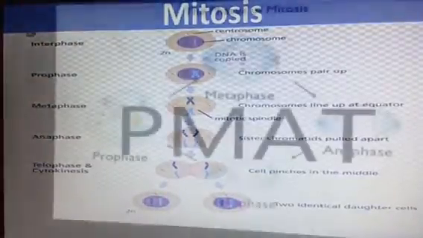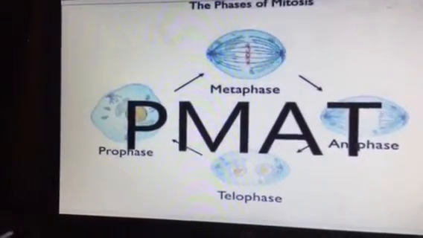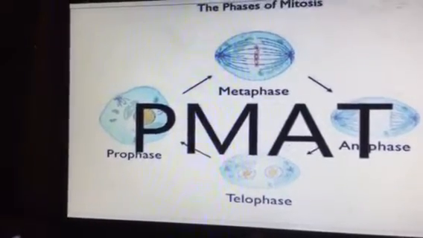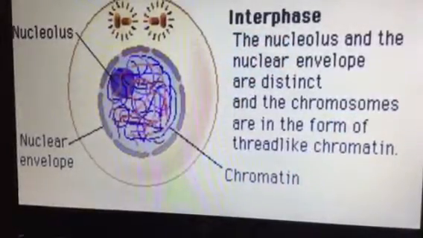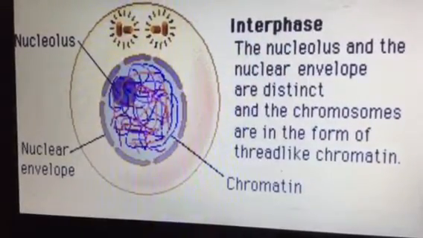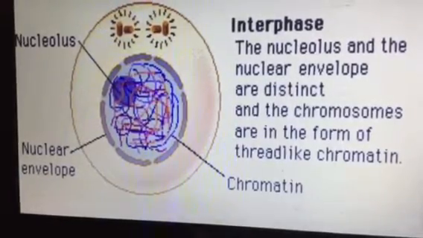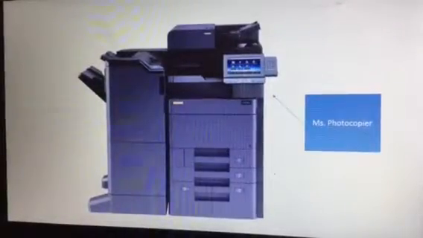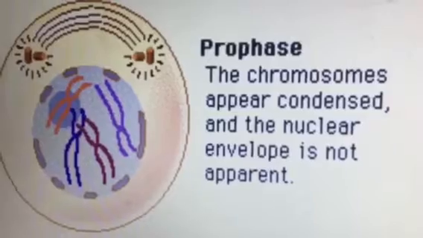Mitosis occurs in a series of steps: prophase, metaphase, anaphase, and telophase, or PMAT to keep it simple. Before the cell divides, it has to undergo interphase. Interphase is the process where a cell makes a copy of itself. Think of interphase as a photocopier. After interphase comes prophase.